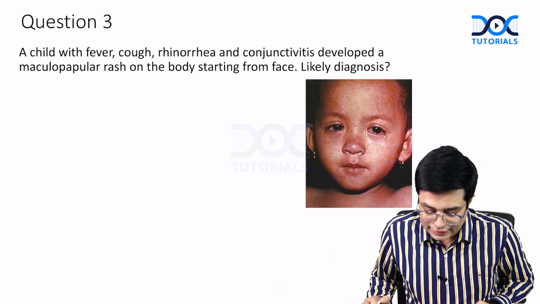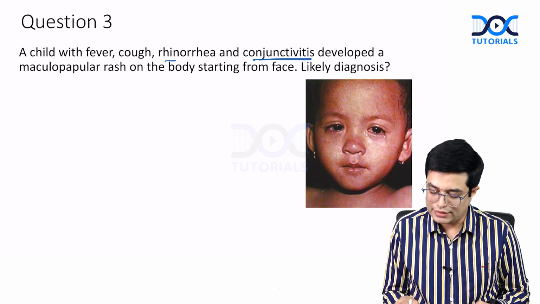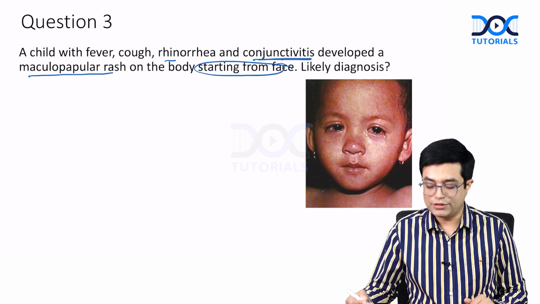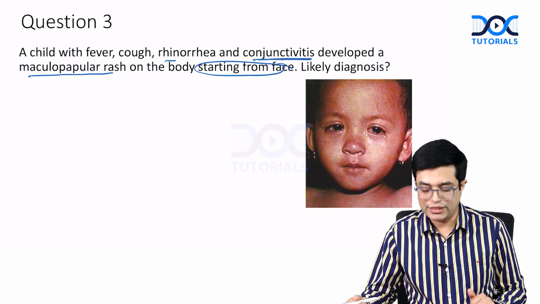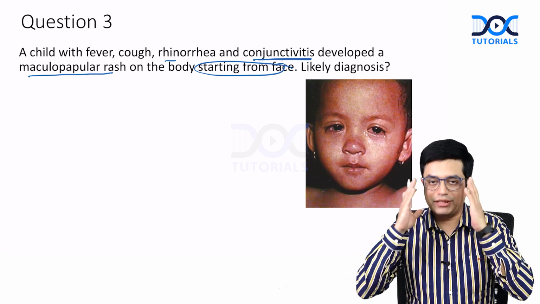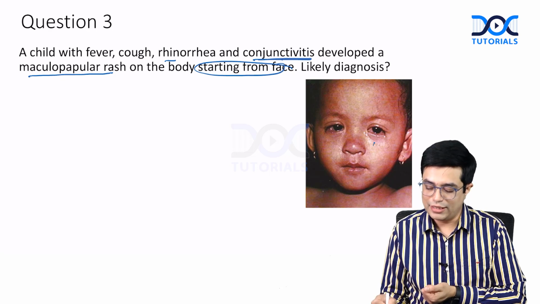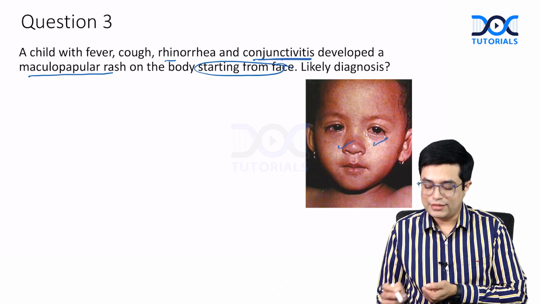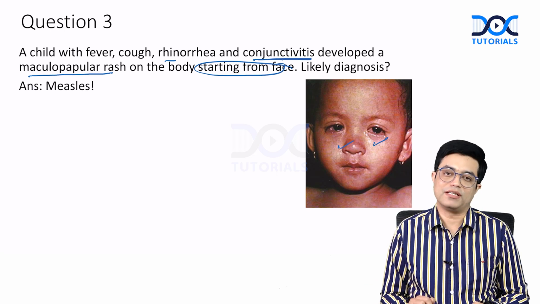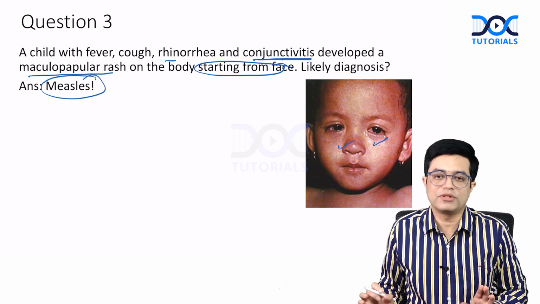Moving further, there was a child with fever, cough, rhinorrhea and conjunctivitis, who developed a maculopapular rash on the body starting from the face. There was a cute kid photo given and the child was having rash. Now, whether it was a similar image or not, we have no idea. But this is a child with measles kind of rash. You can see that there is watering from the eyes and stuffiness of the nose also present in the child. What is the likely diagnosis? Obviously, the answer is measles. So, even if the other options are not recalled, you can easily make out that this is measles.